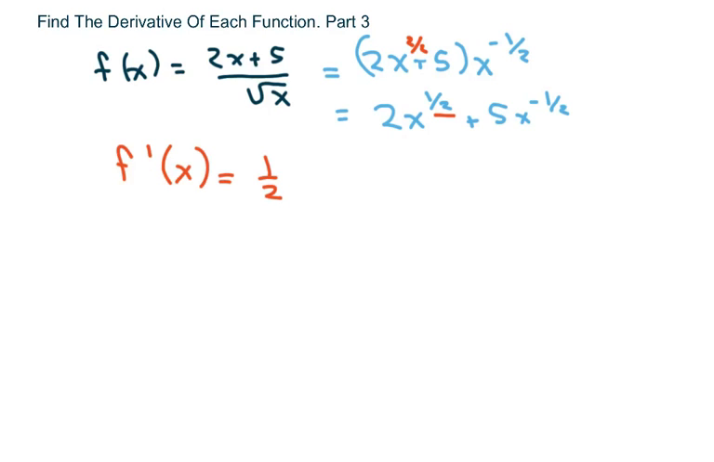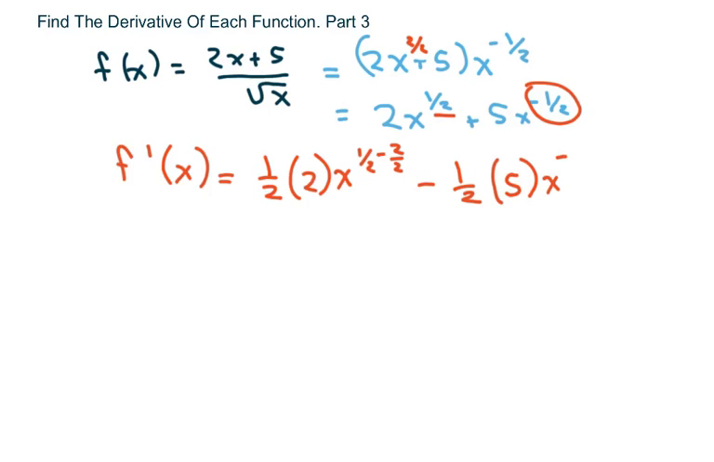So it's going to be 1/2 times 2x to the 1/2 minus 1, which is actually 2/2. Okay, and then we're going to pull this guy in front. So that's minus 1/2 times 5x to the negative 1/2 minus 1, which is 2 over 2. Now cleaning this up, we're just going to get x, because these will cancel. We're going to get x to negative 1/2 minus 5 halves x to the negative 3/2.